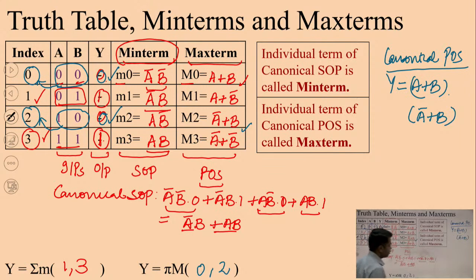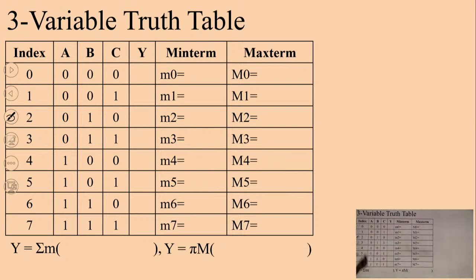Next, we are going to look at the 3 variable truth table. So now there is a 3 variable truth table, and in this 3 variable truth table, let's feed the values first.